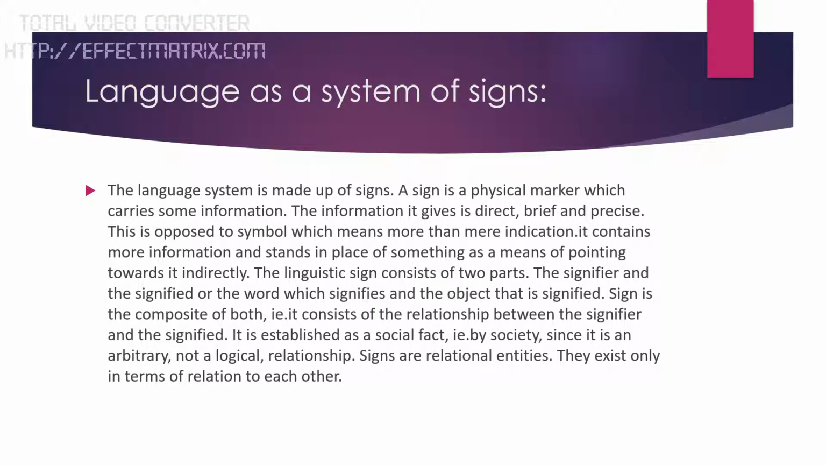So, what do you mean by a sign? A sign is a physical marker which carries some information, and this idea is opposed to symbol, and symbol means more than mere indication. It contains more information and stands in place of something as a means of pointing towards it indirectly. So a sign gives direct, brief, and precise information, and a symbol points towards something indirectly. That means more than mere indication.